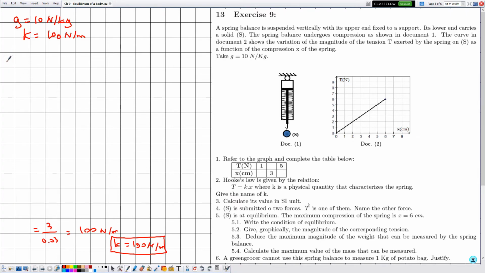Now in number 4, they are telling us the solid is submitted to two forces, T is one of them, name the other force. Then for sure, because the solid has a mass, it will be subjected to the weight. Then the other force is the weight W. Now in number 5, S is at equilibrium, then at any moment we can use the condition of equilibrium. The maximum compression of the spring is given by X equal to 6 centimeters.